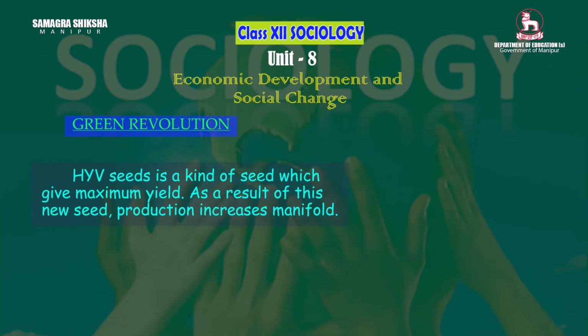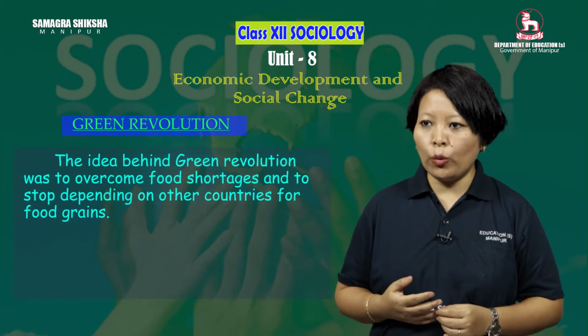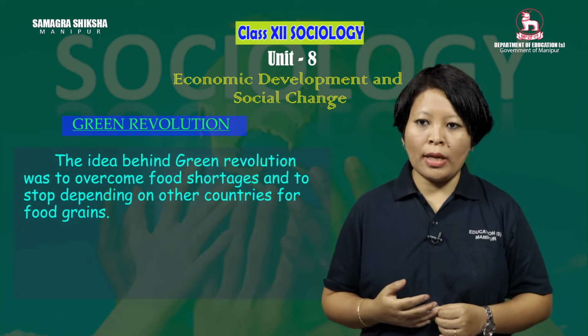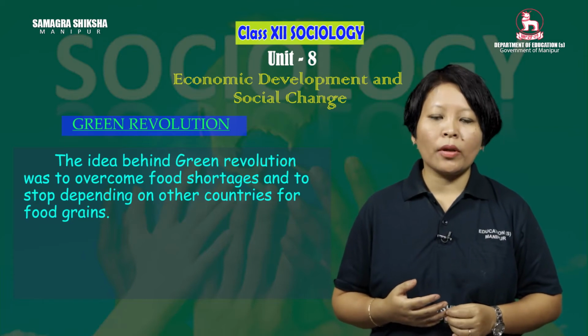HYV seeds are a kind of seeds which give maximum yield. As a result of this new seed, production increases manifold. The idea behind the Green Revolution was to overcome food shortages and to stop depending on other countries for food grains.